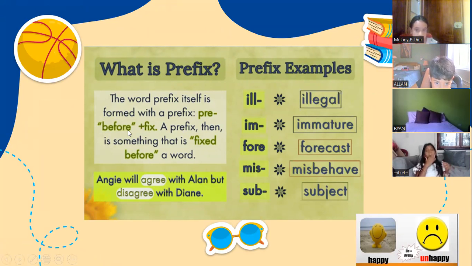Prefix, like prepare, is before you get ready, plus the word fix. A prefix then is something that is fixed before a word. Angie will agree. Agree is when you say, okay, let's do it.